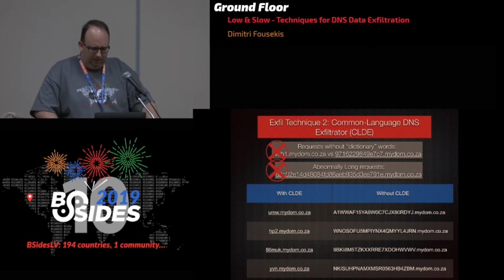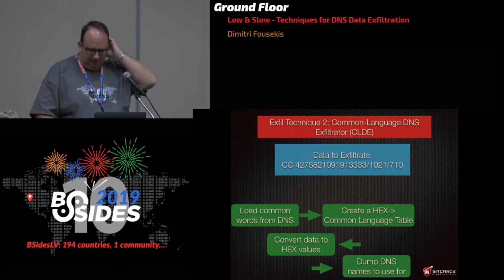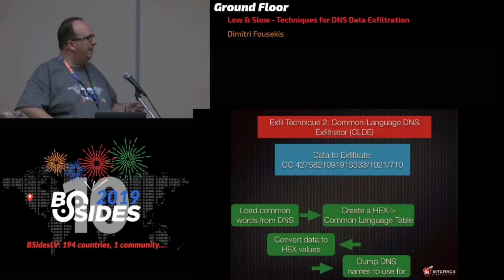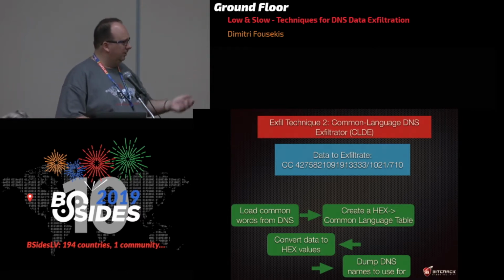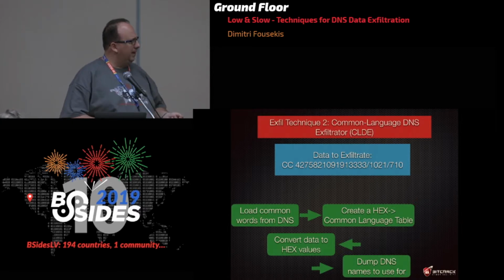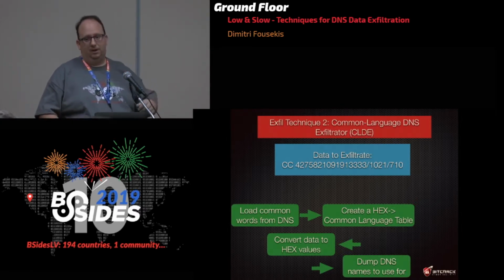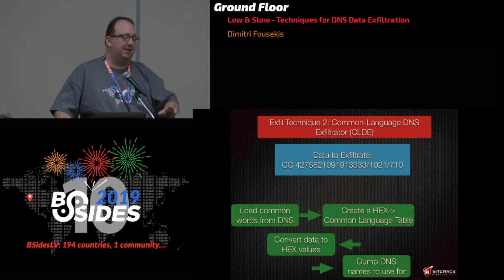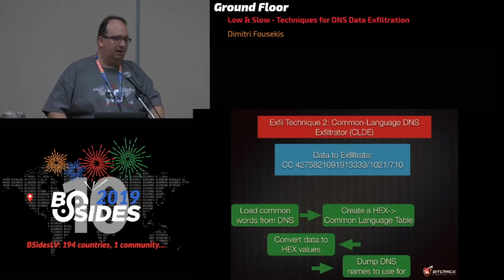So how do we get around this? What we want to do, coming back to the same data that we had, this credit card number, is take a table, and the framework I mentioned has a tool to do this. We take a list of common DNS words. You can find them anywhere: Alexa lists, top lists from search engines, custom DNS, anything you want. Obviously things that make sense. And we create a hex to common language table with them.